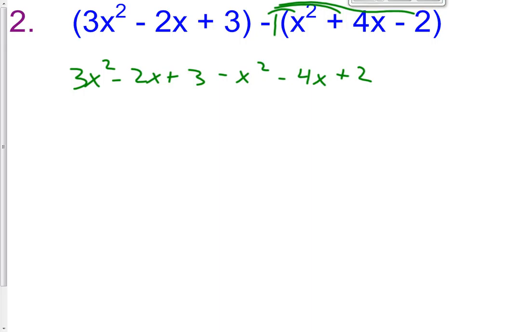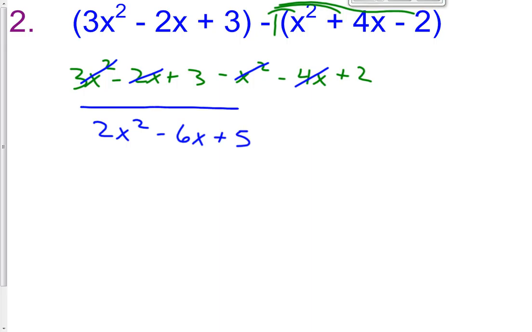Now we're going to combine like terms. 3x squared minus 1x squared is 2x squared. That takes care of this and this. A negative 2x minus 4x is a negative 6x. That takes care of this and this. And then 3 plus 2 is 5.